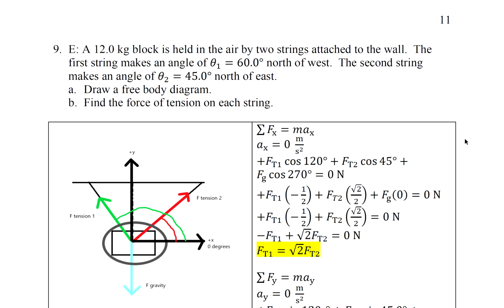Question 9. A 12 kilogram block is held in the air by 2 strings attached to the wall. The first string makes an angle of theta 1 equals 60 degrees north of west. The second string makes an angle of 45 degrees north of east. Part A, draw a free body diagram. Remember guys, circle the object, label the forces, put an x and y axis, and use the equation F equals ma. Part B, find the force of tension on each string.